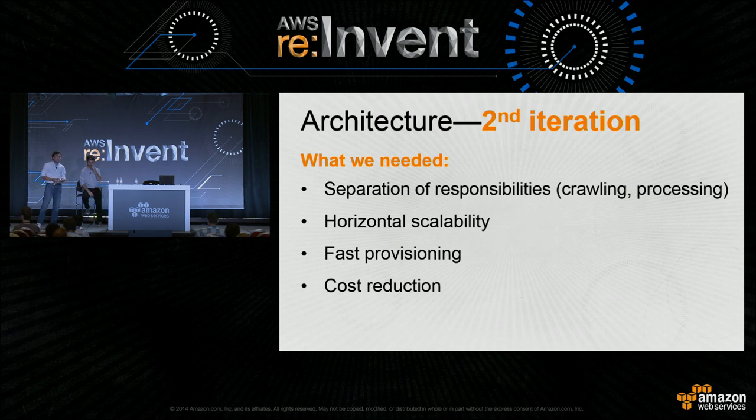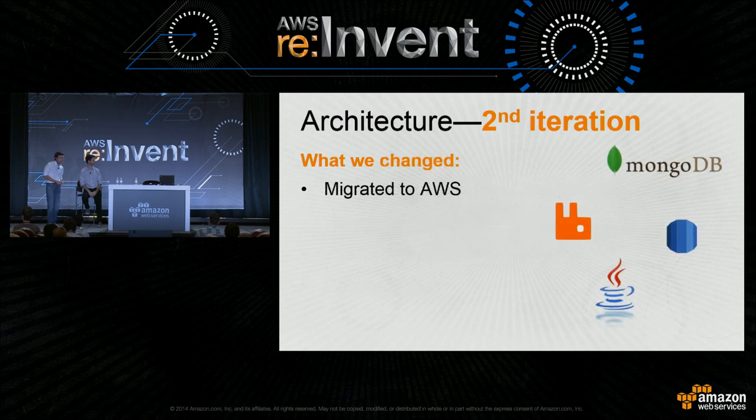We realized that horizontal scalability was going to be the future for us to have a really big cost reduction. And of course, since we were creating a lot of different servers for crawling, processing, and a lot of new different customers, we realized we needed fast provisioning. We couldn't be doing everything manually by that time. So what did we change?